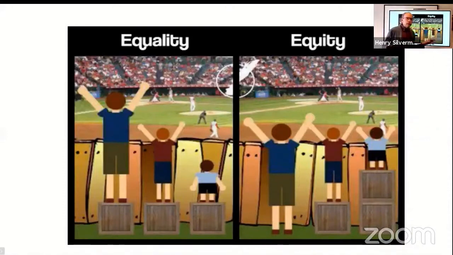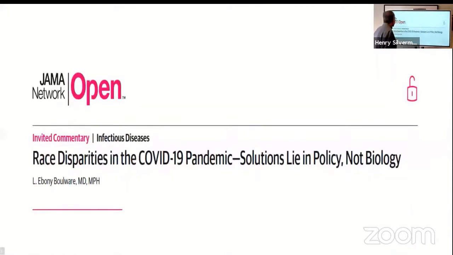Now, what's wrong with this slide in trying to demonstrate the difference between equality and equity? Well, one could say that this person here needs more resources not because of social circumstances, but because of a difference in height. So this slide is not perfect to demonstrate the issue between equality and equity. Essentially, we're looking at concerns with social circumstances and policy, and not necessarily biology.